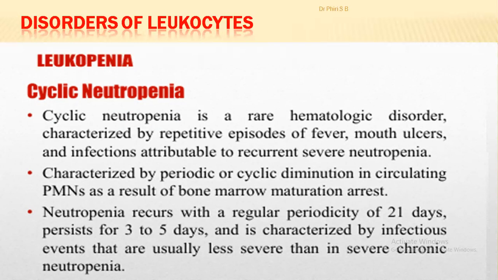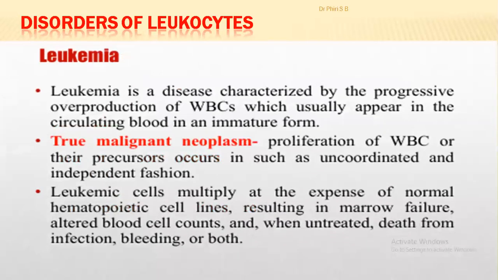It's characterized by periodic or cyclic diminution in circulating polymorphonuclear cells. So a decrease in the circulation of these granulocytes or polymorphonuclear cells as a result of bone marrow maturation arrest. There is arrest of the bone marrow, so the bone marrow is not producing many granulocytes, so they will decrease in circulation. Neutropenia recurs with a regular periodicity of 21 days and persists for 3 to 5 days. So it's just extra information to proceed.